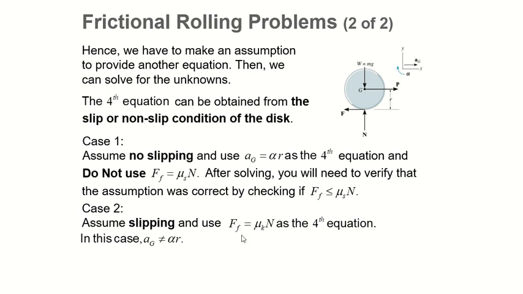If you have slipping, then we apply this. At that time, your AG is not equal to your angular acceleration times that distance. That's the only difference. If you're slipping, your AG is there. With no slipping, AG is there because you are using that force. With slipping, that relation is not there anymore. It's not equal.